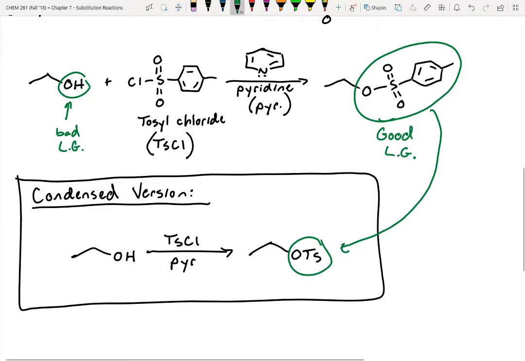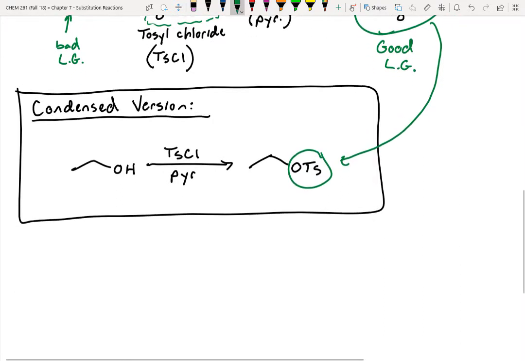So really the Ts is this version right here. It's the tosylate group, and then it's attached to chlorine, so it's TsCl as a reagent, but once it's attached to the oxygen, it's just OTs. All right, so now we'll move on to the next step.